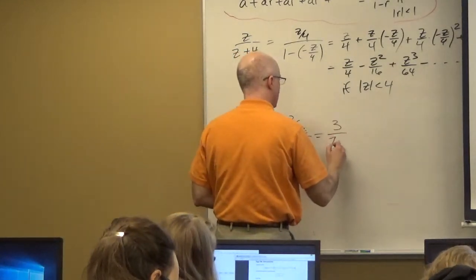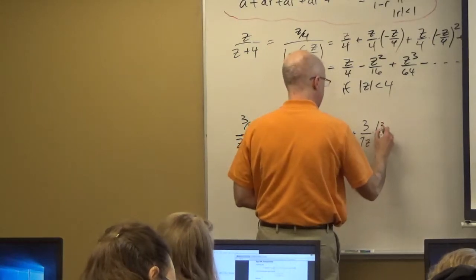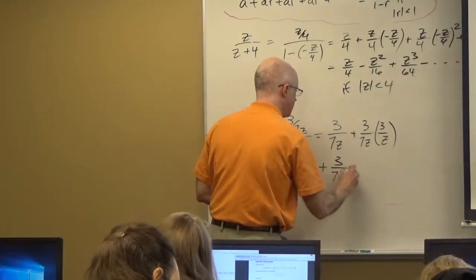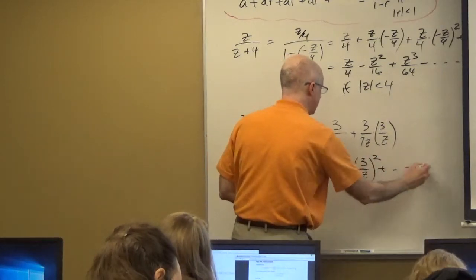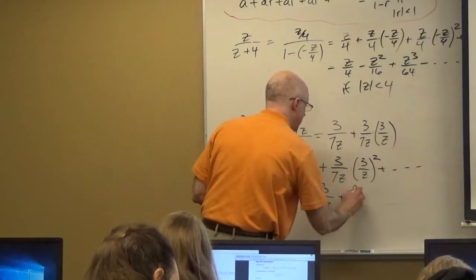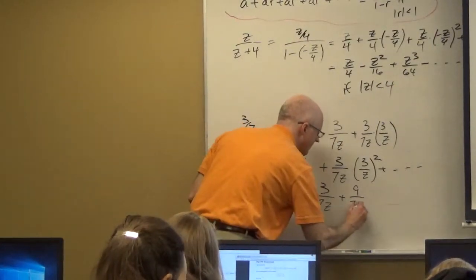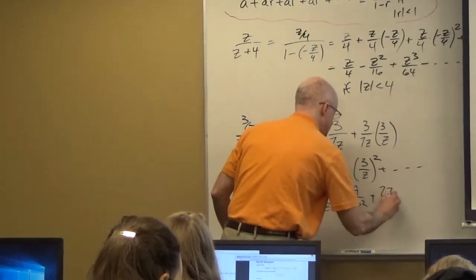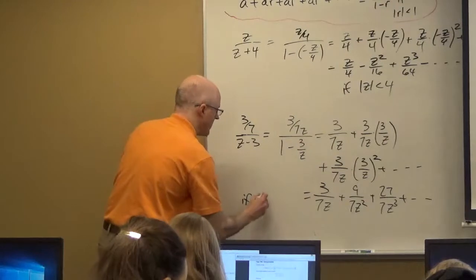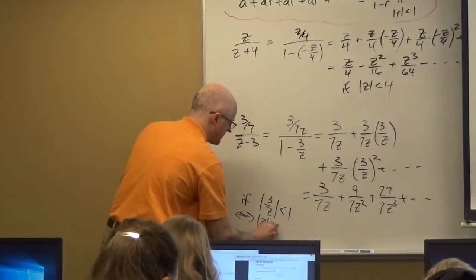This is going to be 3 over 7z plus 3 over 7z times 3 over z, a plus a times r, plus a times r squared, etc. That's 3 over 7z plus 9 over 7z squared plus 27 over 7z cubed, etc. And that's going to converge if, once again, the common ratio, which is 3 over z, is less than 1 in modulus, which is equivalent to the modulus of z being greater than 3.